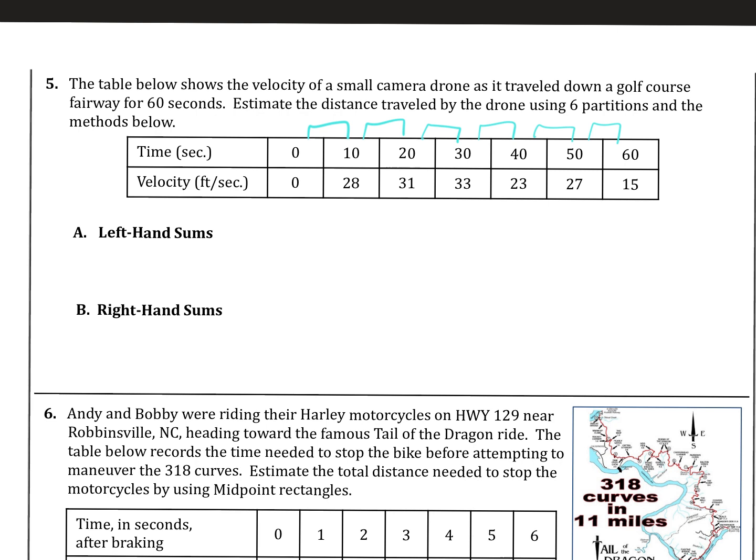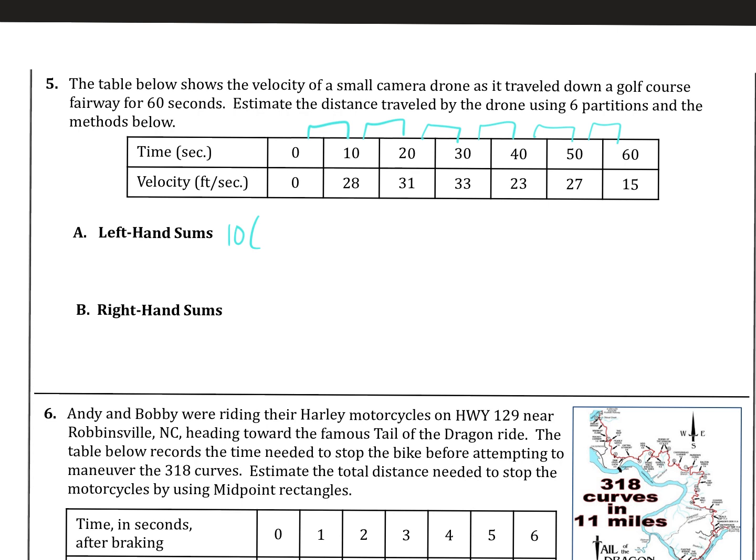So then for a left-hand sum, it would be 10 times. So you can do the graph like that. I just kind of did that so I could get a visual for how my rectangles are going to be, and how I'll have 6. That way I don't get confused.